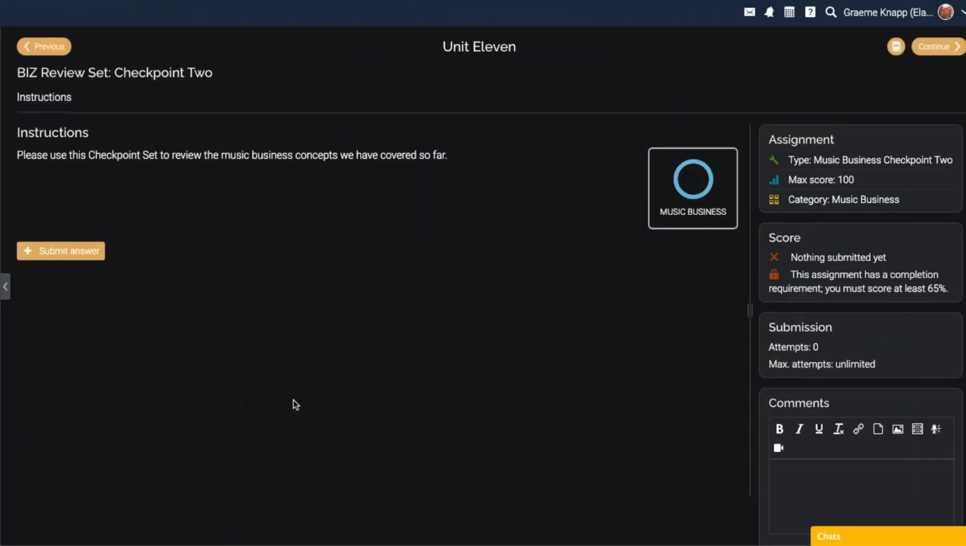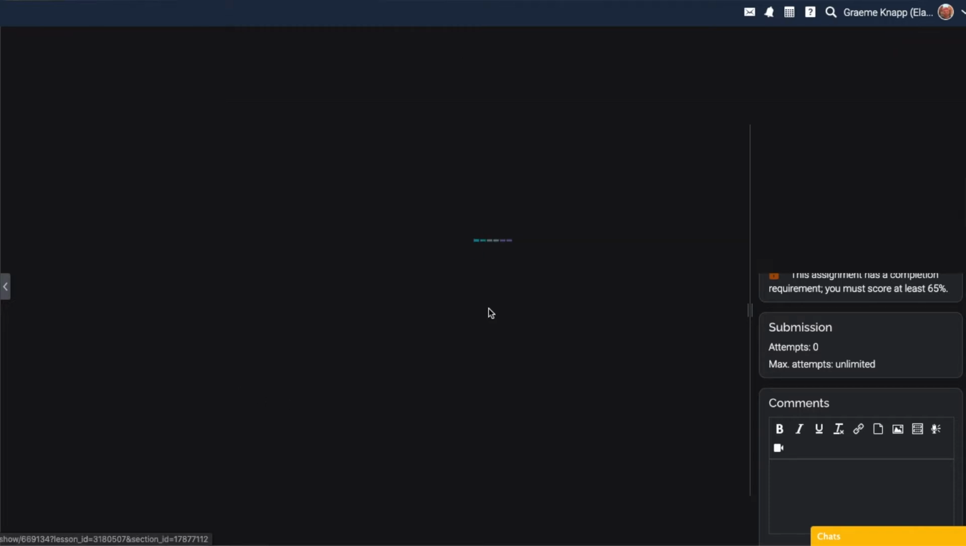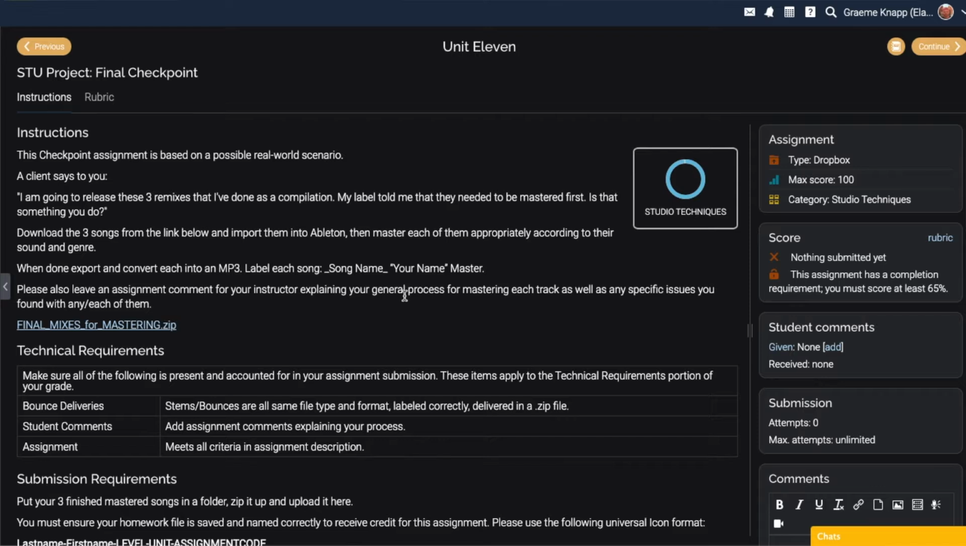Here we go. Final checkpoints heading in to Unit 11 of Level 4. The last unit of this level. Let's get into it. Starting off with Music Business Checkpoint 2. Please use this checkpoint set to review the music business concepts we've covered so far. Studio Techniques. Final checkpoint. This checkpoint assignment is based on a possible real-world scenario.